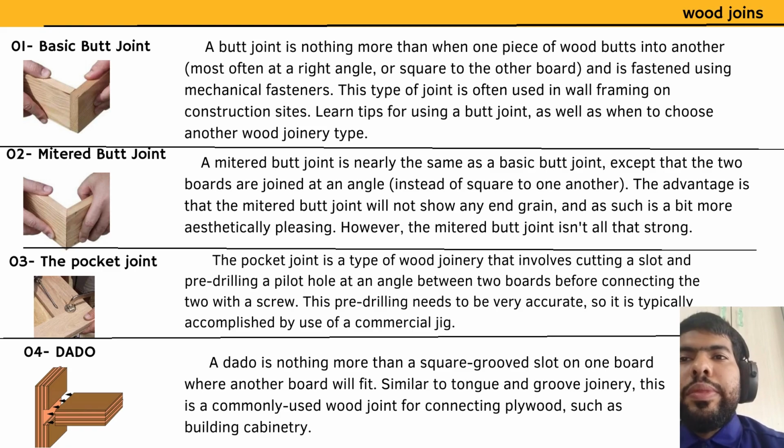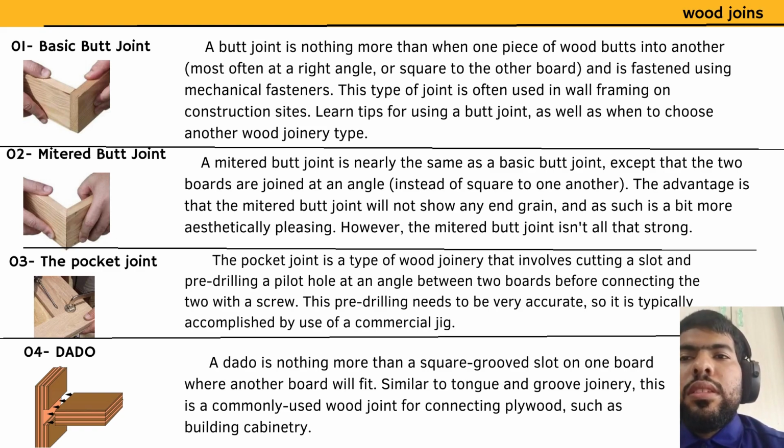The second is the mitered butt joint. A mitered butt joint is nearly the same as a basic butt joint, except that the two boards are joined at an angle, instead of square to one another. The advantage is that the mitered butt joint will not show any edge grain, and as such it is a bit more aesthetically pleasing. However, the mitered butt joint isn't all that strong.